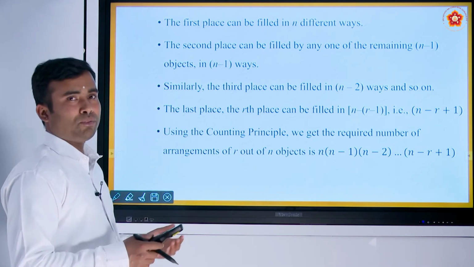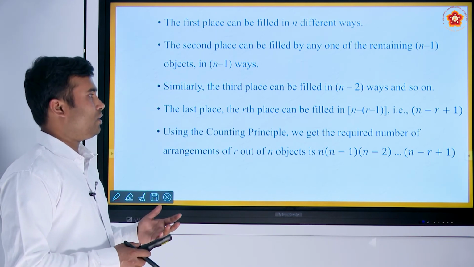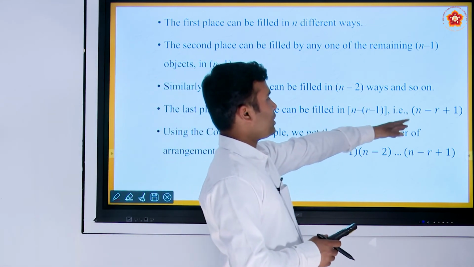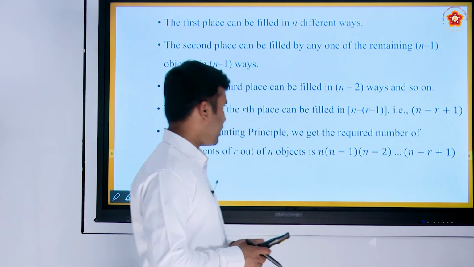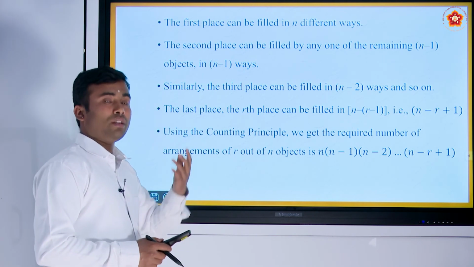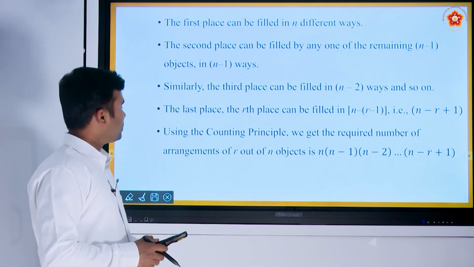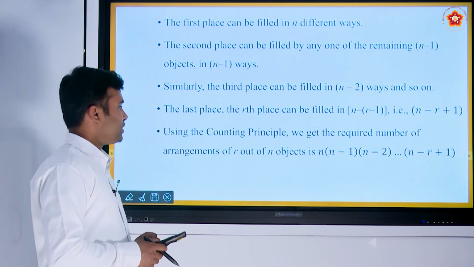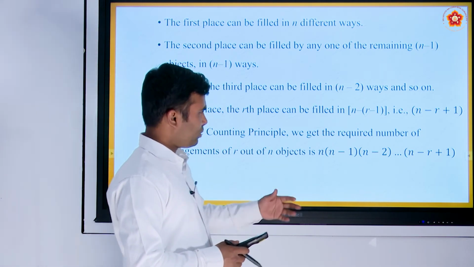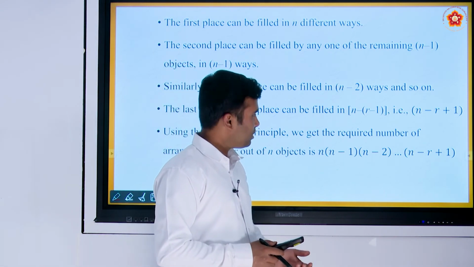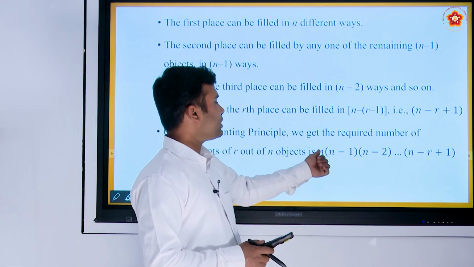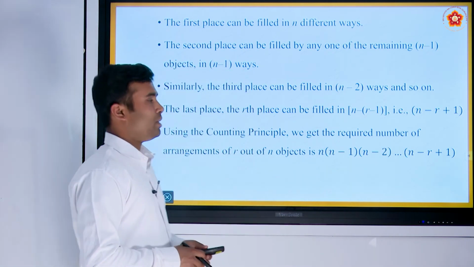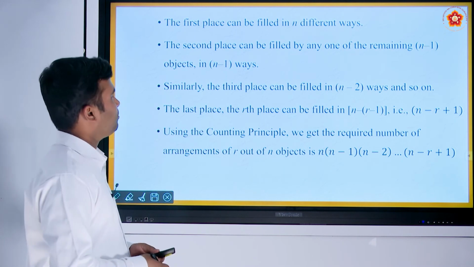Similarly, the last place can be filled in n minus (r minus 1) ways, that is, n minus r plus 1 ways. You can fill the last place out of n objects. So therefore, we can arrange this by using the counting principle. You can find the number of ways to fill the r boxes out of n objects. That is n into n minus 1 into n minus 2 and so on up to n minus r plus 1 ways.